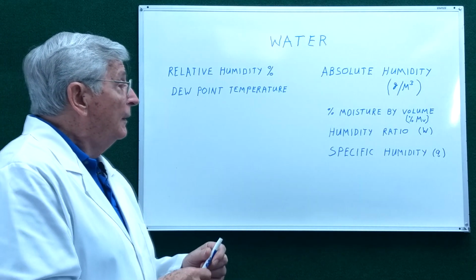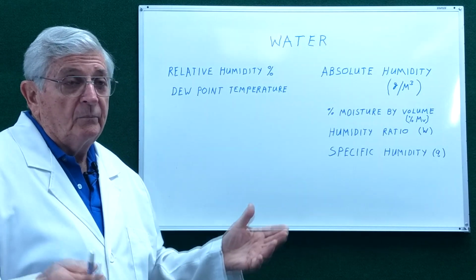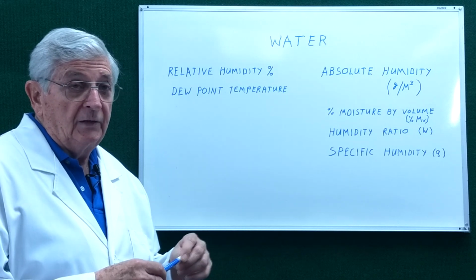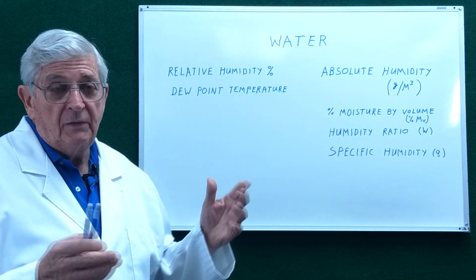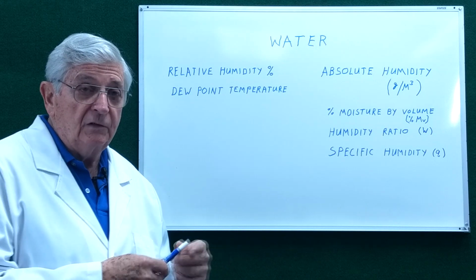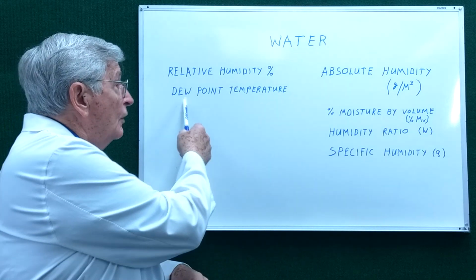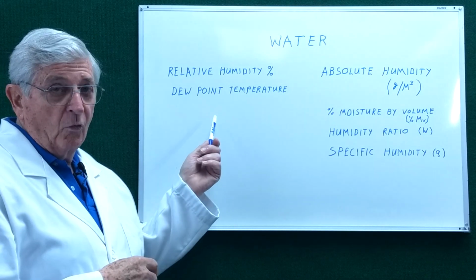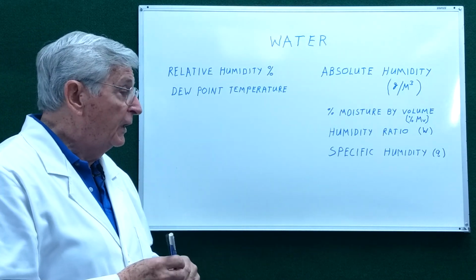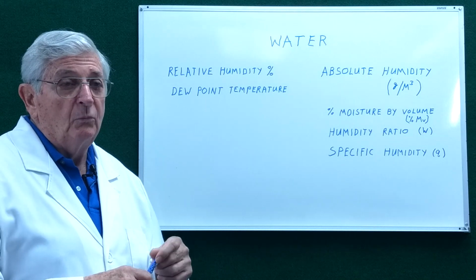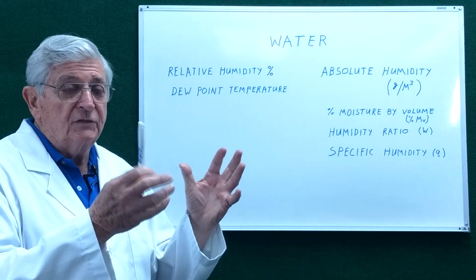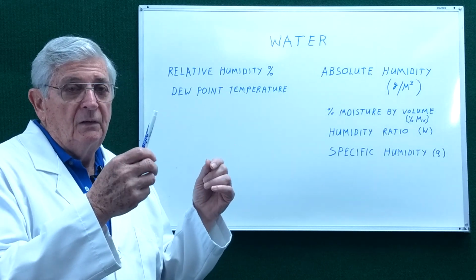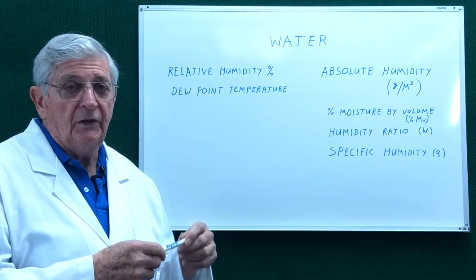And as we cool down air that has moisture in it, we eventually reach a point where the moisture will condense into liquid water, and that's called the dew point temperature. There's also a frost point temperature. If it's very cold out, the moisture that condenses actually becomes frost rather than liquid water.